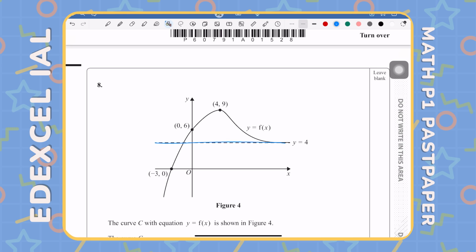Now here you can see that this is the asymptote. The asymptote, this line, is not going to intersect the curve. Although it may seem like it's intersecting, it's not.